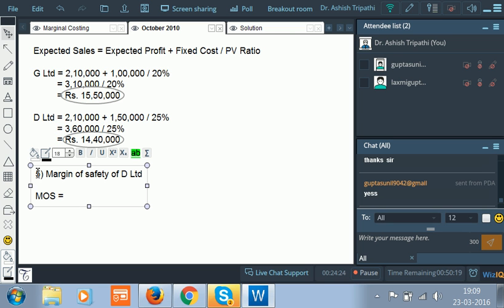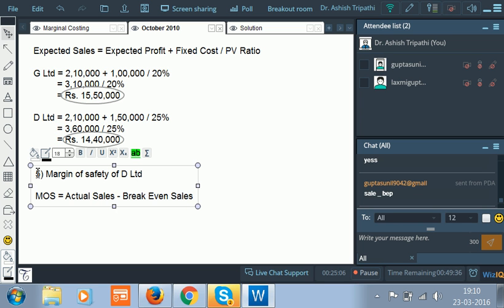Okay, let it be. I'll tell you, there are two formulas for margin of safety. One is actual sales minus break-even sales, and the second one is profit upon PV ratio. So the first one is actual sales minus break-even sales, and the second one is profit upon PV ratio. So here we are going to apply the first formula, that is actual sales minus break-even sales.